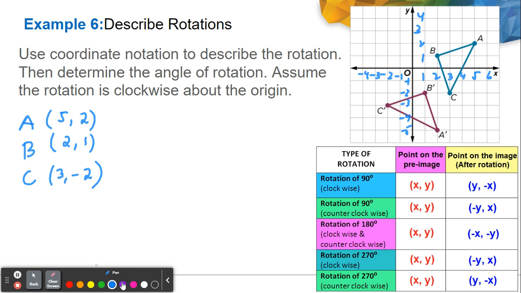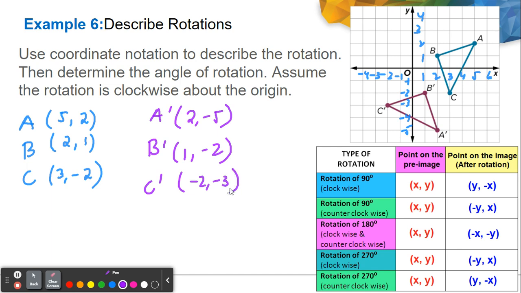Let's list down our image, our rotated figure. So A prime, we have 2 and negative 5. Our B prime is 1 and negative 2. And our C prime is negative 2 and negative 3. Now let's try to find the rule. So this is our X and Y. Remember, this is X and Y. So let's find the rule.